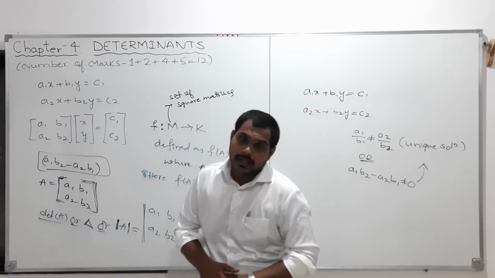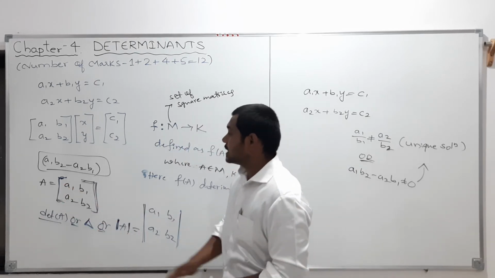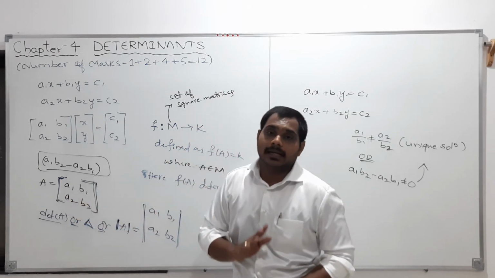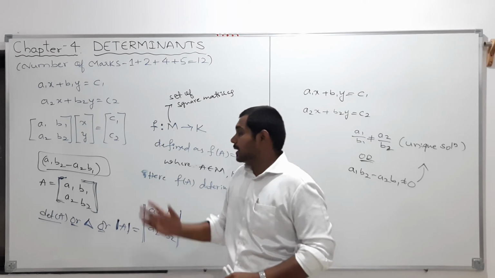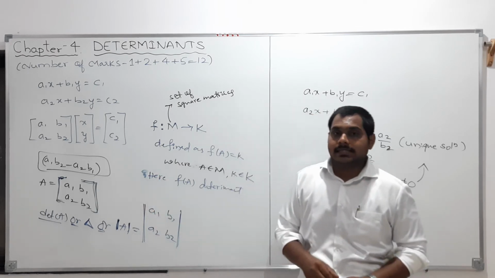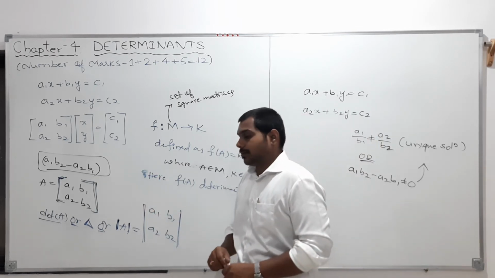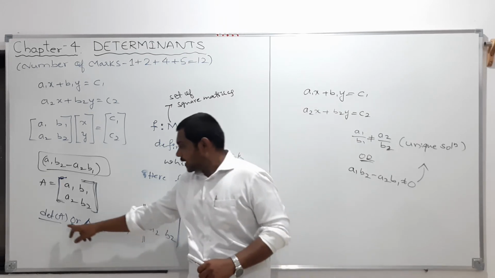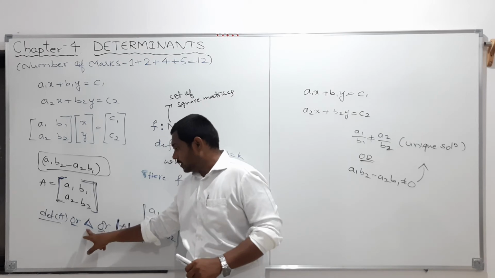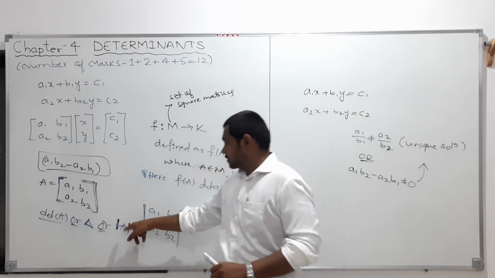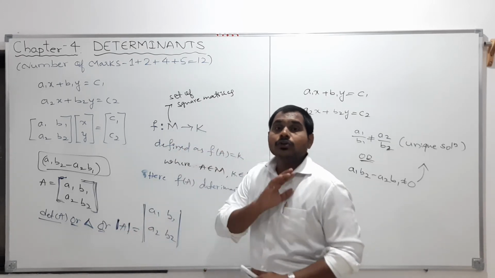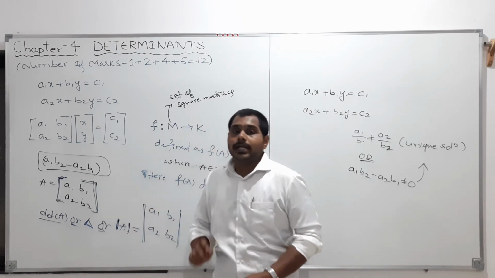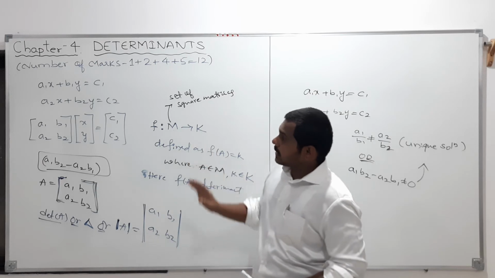Therefore, for any given matrix A, A1 B2 minus A2 B1 gives us the determinant of the given matrix A. Please remember, my dear students, we can find the determinant only for square matrices. We cannot find the determinant value for rectangular matrices. This is one note we should remember. The notation is either this, or delta, or the modulus sign, and you should read it as the determinant only.